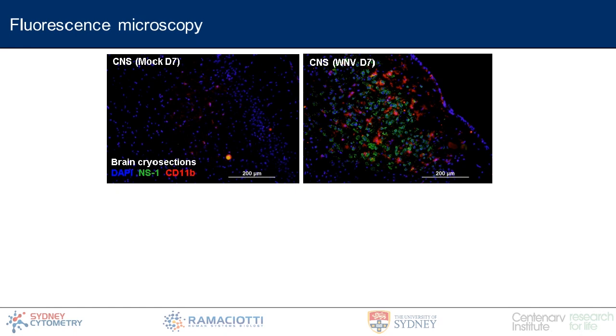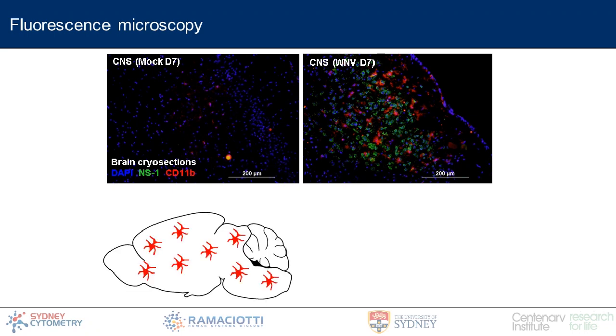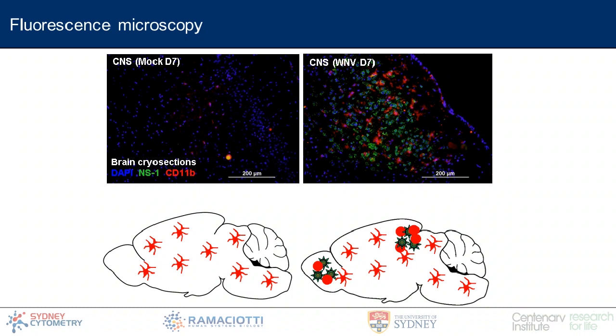When we look at the brain after 7 days of infection, obviously we have virally infected cells here, and these are neurons, but we also have these red CD11b positive cells, and these are the infiltrating cells that have come in from the blood. And if we looked across the whole brain, we get patterns where we see a distribution of normal microglia all across the brain in the normal mouse, but then we also get brains with high levels of cellular infiltration as well as areas of infection.